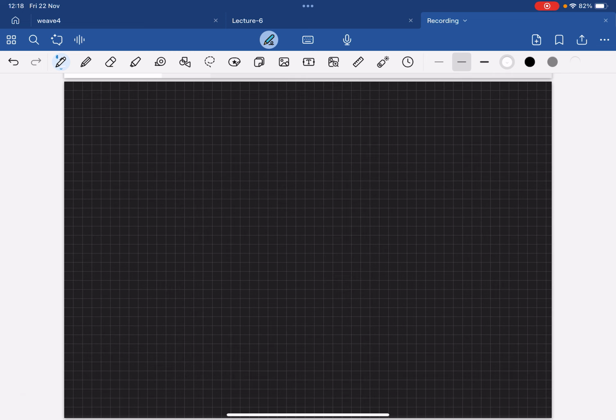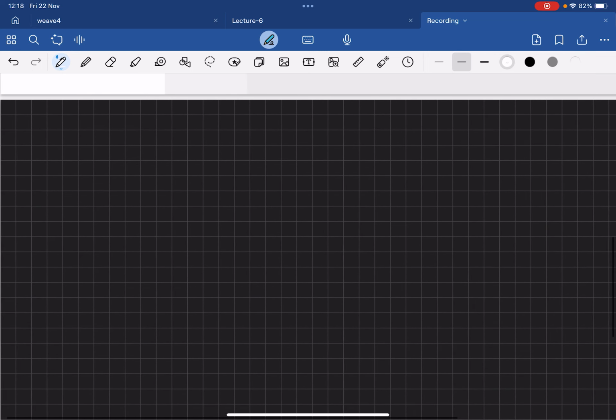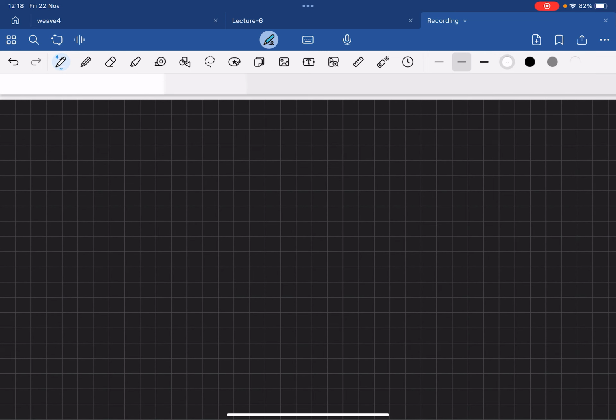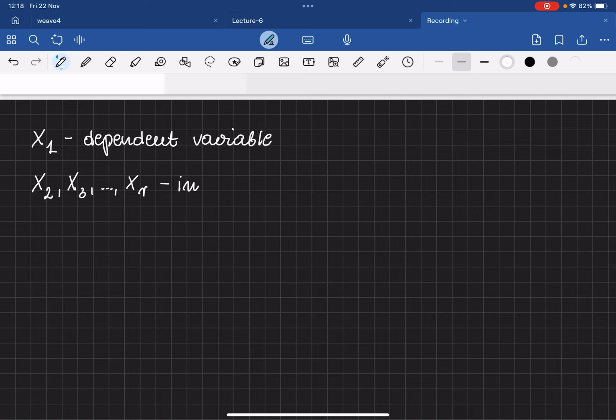So what is our problem? We have a bunch of variables. The first is x1, and this will be our dependent variable. And we have r minus 1 independent variables. We start to number them from 2. So there is x2, x3, up to xr. These are independent variables.